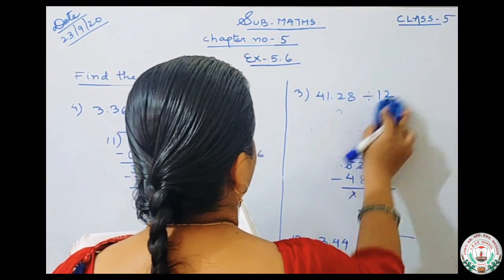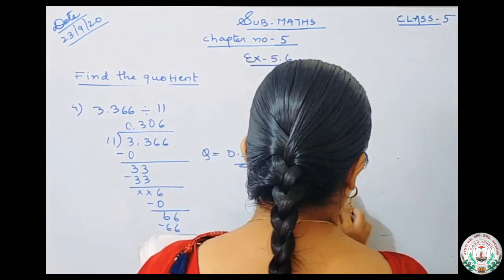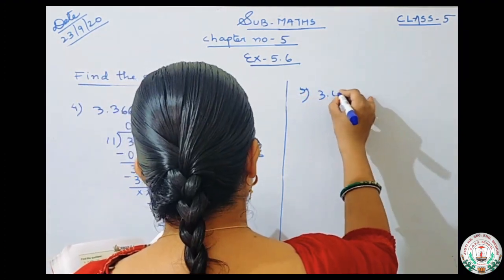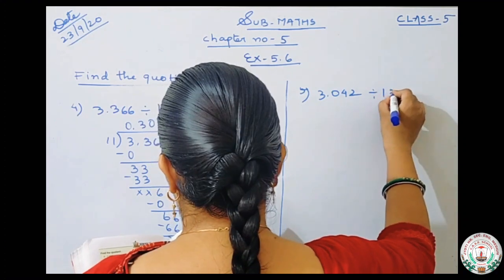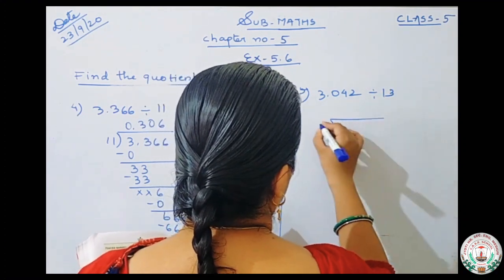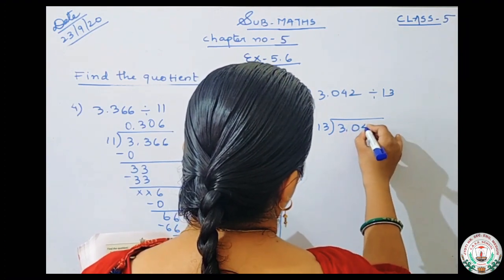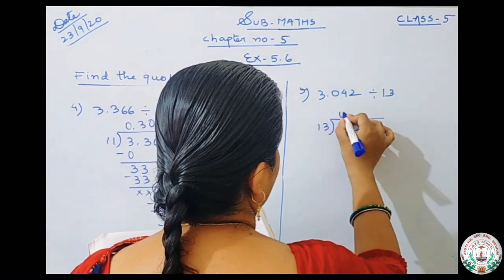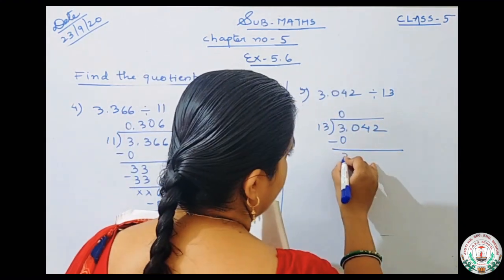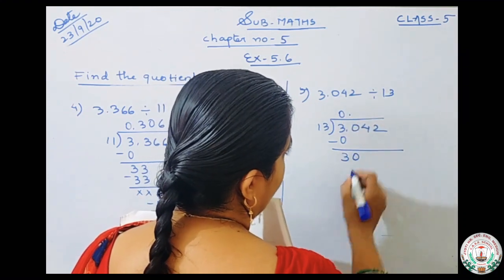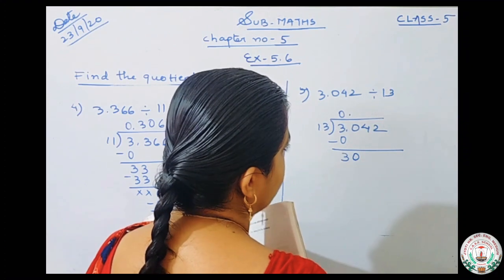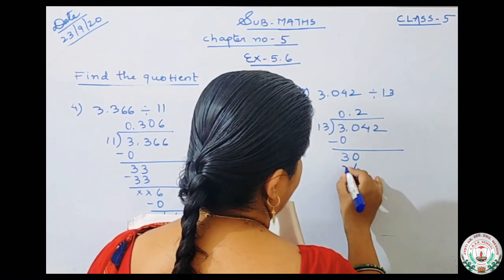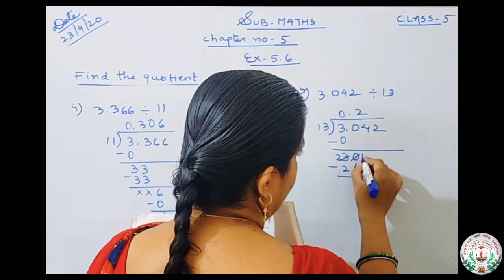Okay. Next is number 5. Number 5 is 3.042 divided with 13. Okay. So here 13, 3.042. In the table of 13, 3 does not come. So 13 zeros are 0 minus 3, put decimal sign here, 0. 13 twos are 26. 13 threes are 39. So we will take here 13 twos are 26. Minus it. 10 minus 6, 4.